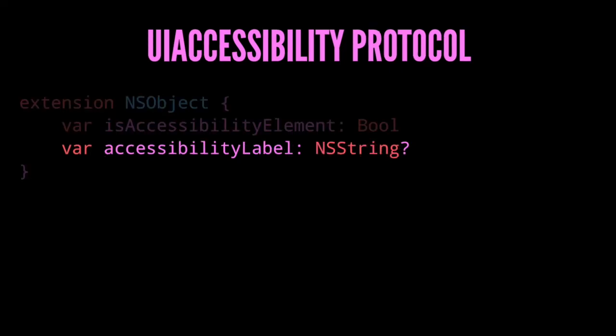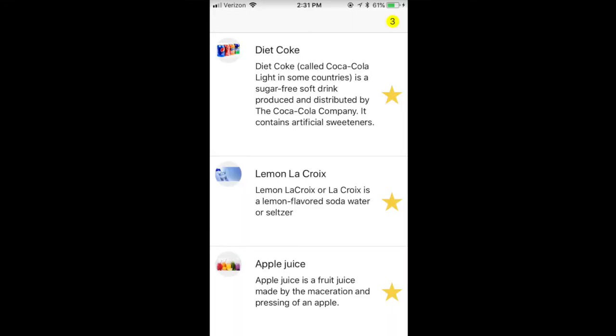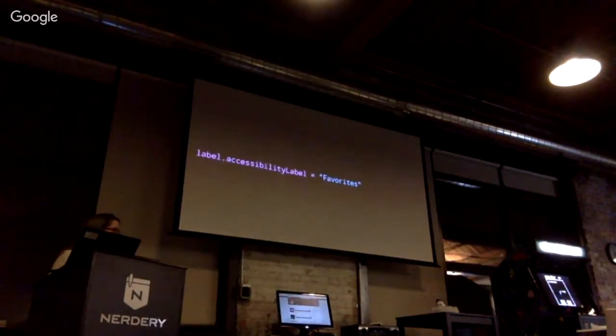Next up is accessibility label. This is a description of the element or its content. This should be a localized string. So I have an example app here called Refrigerator. It's a catalog of the beverages in my fridge. We're going to focus in on that yellow view in the top right that tells me how many favorites I have. It's actually a button. If I tap on it, I can get to a view that shows me those favorites where I can edit them. So the accessibility label for that is just going to be "favorites." Notice I didn't say "favorites button." We'll get to that in a sec.